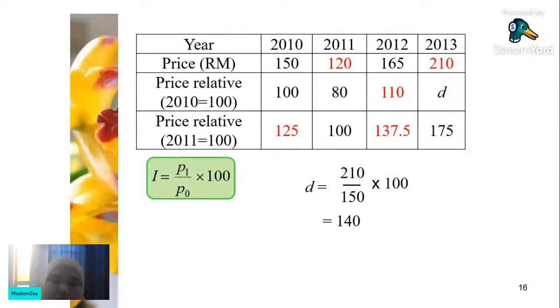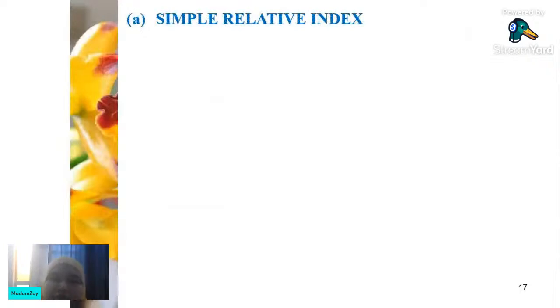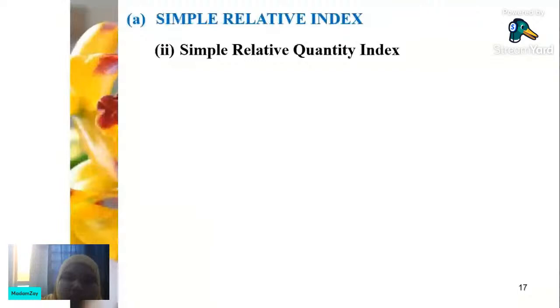Okay. So now, the next one. Simple relative index, but it's for the quantity index. Earlier we learned about the price index. Now we learn about the quantity. So for this first type of index, simple relative, we learn separately for price and quantity. Later, for the simple aggregate and simple relative average index, we use it the same. Everything will be the same. The formula, we just have to use for either price or quantity.